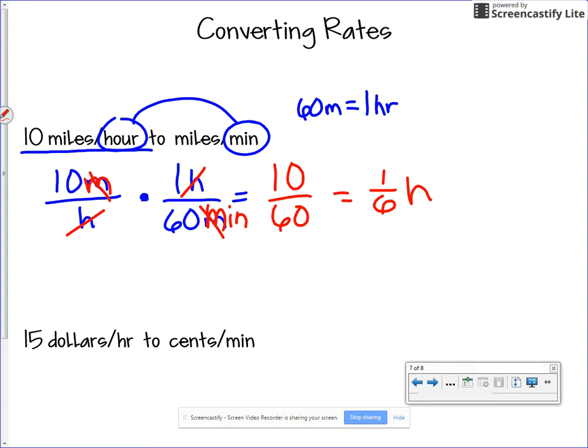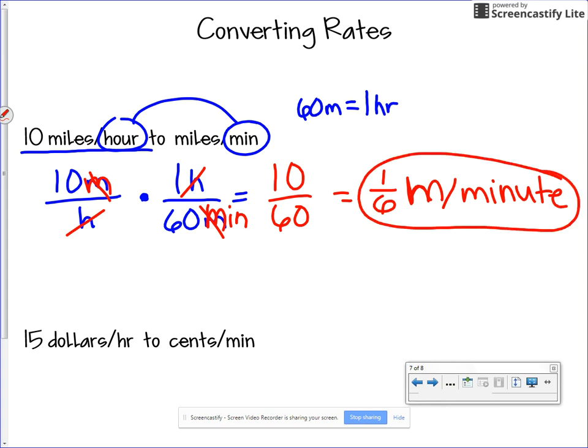Now we have 10 over 60 with just our minutes left behind. So it's 1/6 of a mile per minute. That would be our answer.